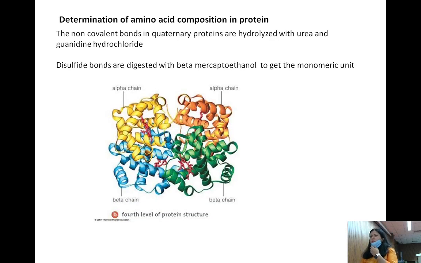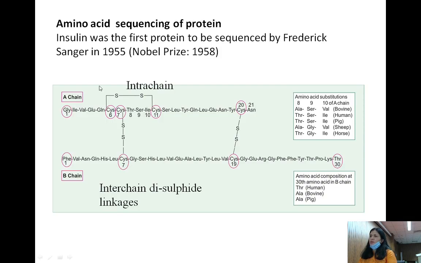Okay, this one is very important and it is difficult to understand, so please try to listen carefully. If you want to know the sequence of amino acids, for example, this is the structure of insulin, isn't it? Insulin has two chains, the A chain and the B chain. The A chain has 21 amino acids. The B chain has 30 amino acids. Then there is an interchain disulfide linkage between the cysteine residues present at position number 7 in both the A and B chains, and the cysteine residues at 19 and 20. As well as there is an intra-chain disulfide bond between 6 and 9.